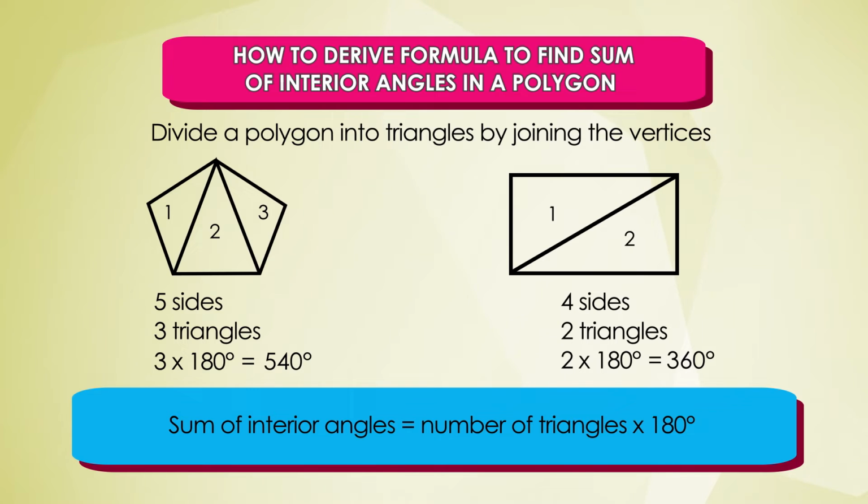Girls and boys, from these 2 examples, can you see the relationship between the number of sides of the polygon and the number of triangles that can be drawn in a polygon? What is the relationship? Well done. That's the answer. The number of triangles is always less by 2 than the number of sides of the polygon. So, the formula to find the sum of the interior angles of a polygon is the number of sides of the polygon minus 2 times 180 degrees. Great job, girls and boys.